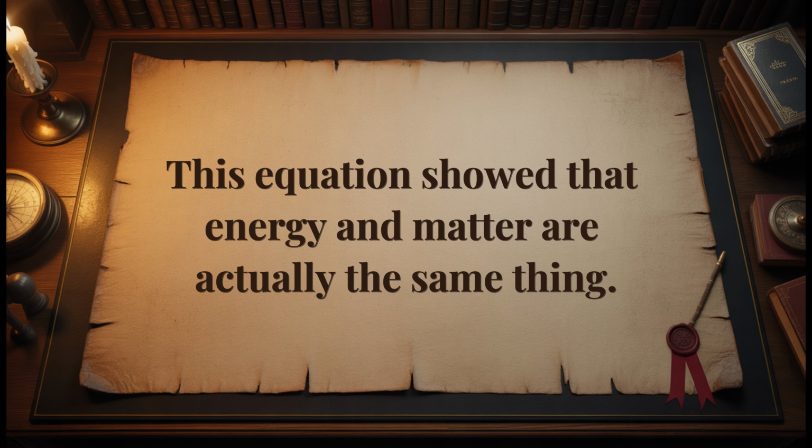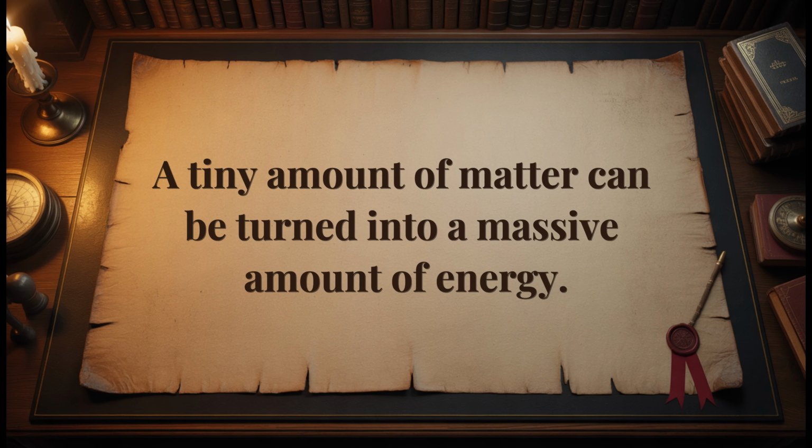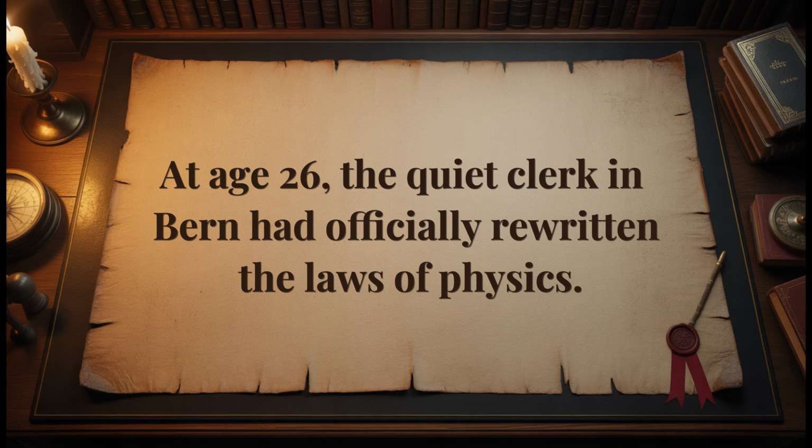This equation showed that energy and matter are actually the same thing. A tiny amount of matter can be turned into a massive amount of energy. At age 26, the quiet clerk in Bern had officially rewritten the laws of physics.